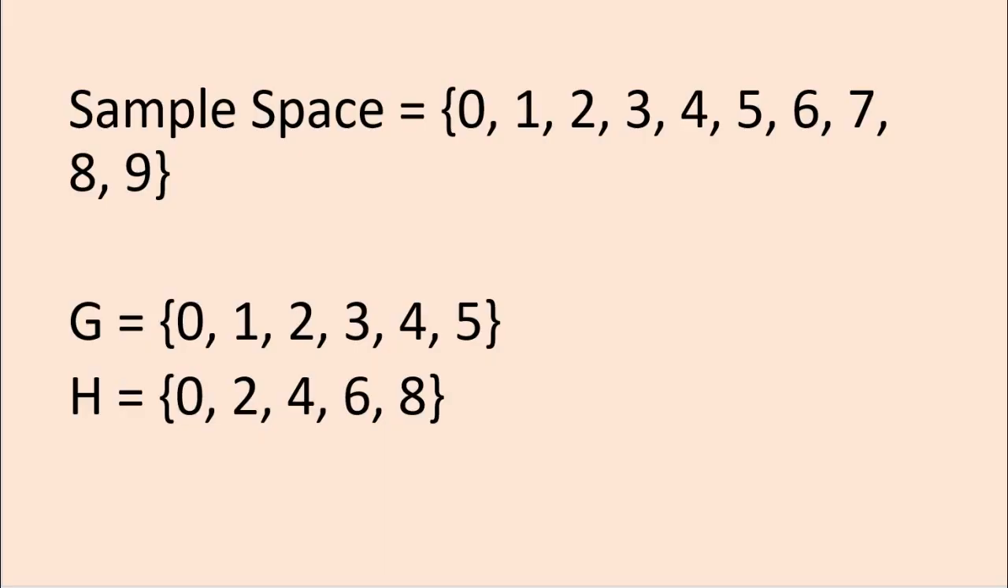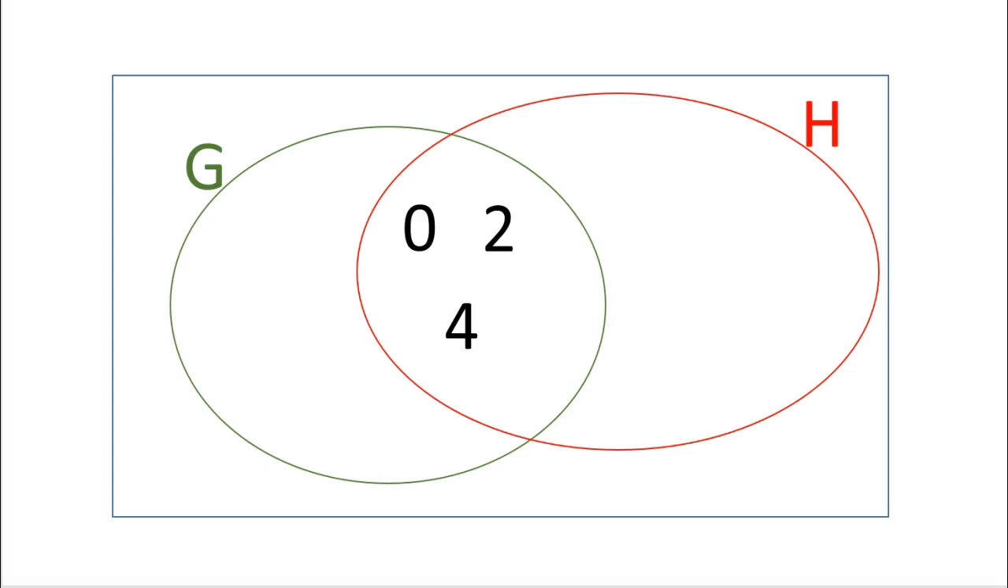Notice looking at G and H do have some values in common, such as 0, 2, and 4, so we know that there is going to be some overlap between the two. So in the overlap, we're going to place the numbers 0, 2, and 4. Next, we're going to fill in the numbers that are in G, but not in H. So notice that the numbers 1, 3, and 5 are all in G, but not in H. And then we'll fill in the numbers that are in H, but not in G. Notice that 6 and 8 are not in G.